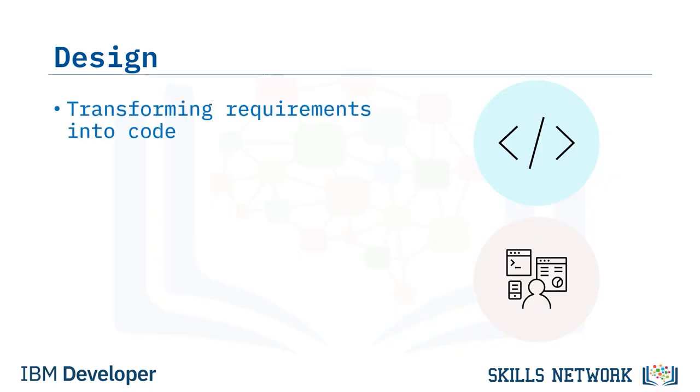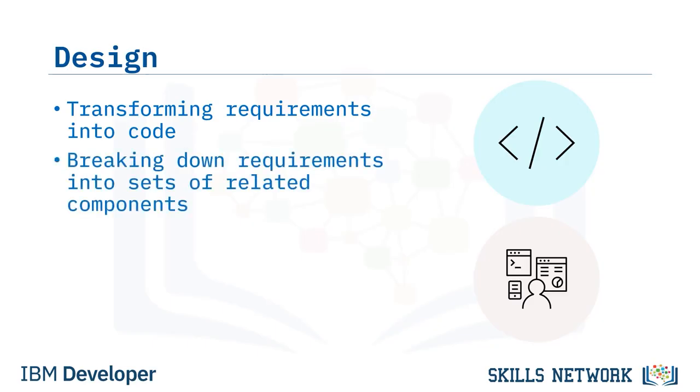Software design is the process of transforming the requirements into a structure that is implementable using code. The software design process translates the requirements into a language the developers can use to write the code. It transforms the requirements into a software solution. The technical lead breaks down requirements into sets of related components with clearly defined behaviors, boundaries, and interactions. These components define the system architecture.